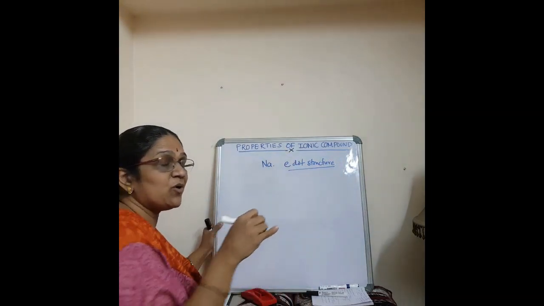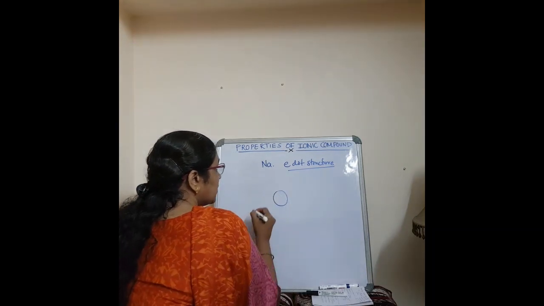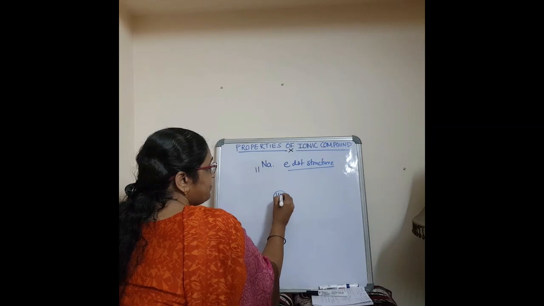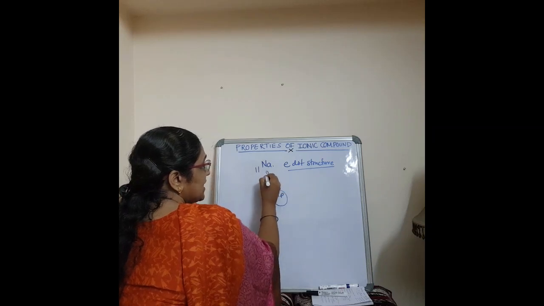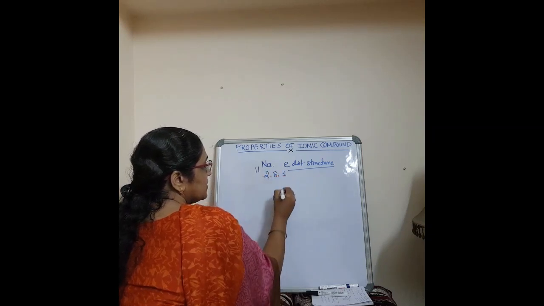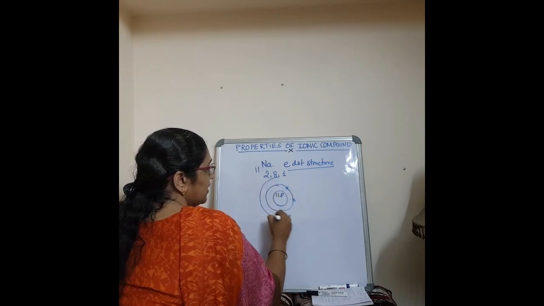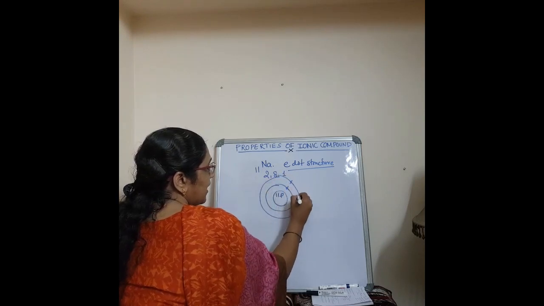The Bohr's atom model, isn't it? So there is a nucleus. You have to know the atomic number, isn't it? So that is 11 protons. So what is the electronic configuration? 2, 8, 1. So the first shell, that is the K shell, has 2 electrons. Then coming to the L shell, it has 8.